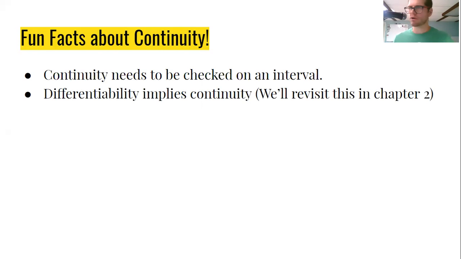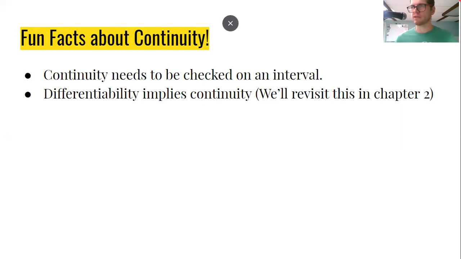Differentiability, which we're going to come back to later, implies continuity. So if you have a differentiable function, that means that it's also a continuous function. That means nothing to you right now, but we'll come back to it in chapter 2. I'm just pointing it out right now because it's something that we use often on the AP test.